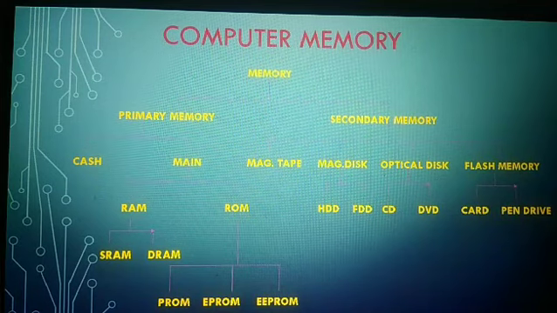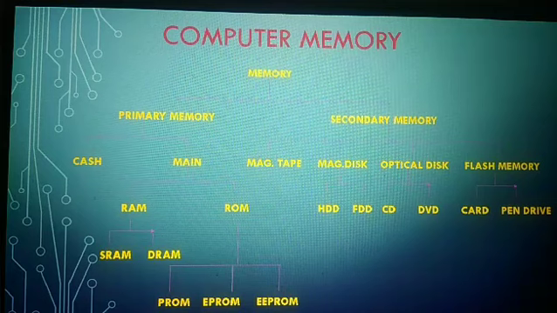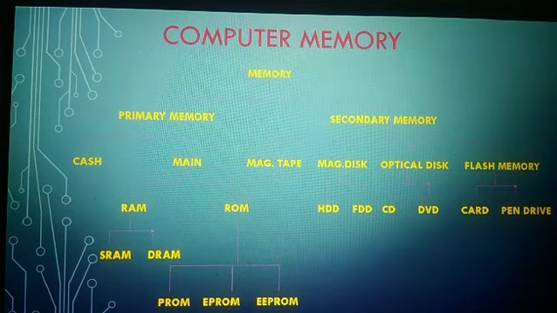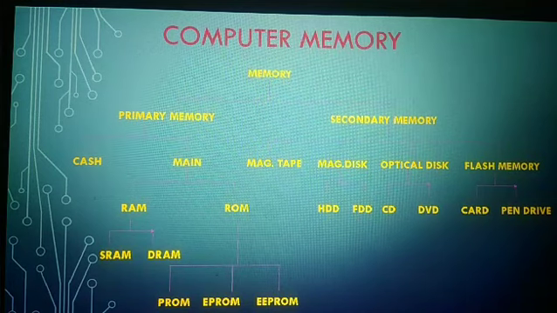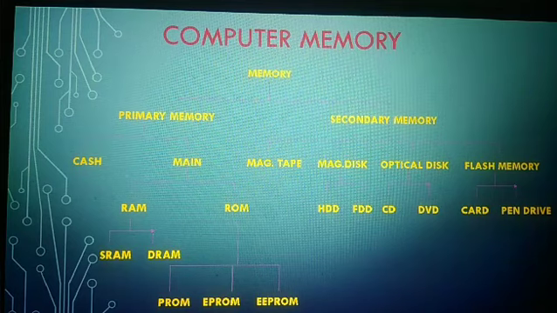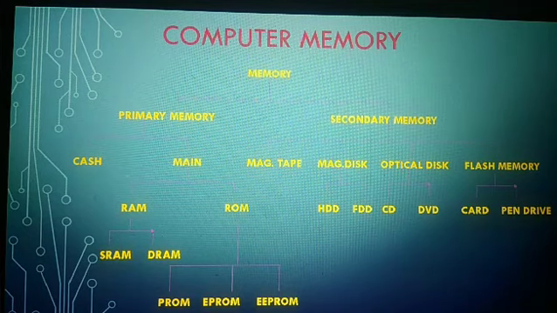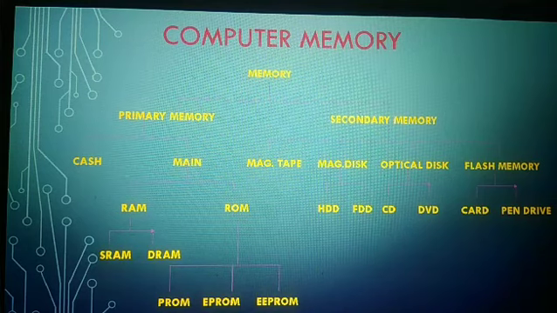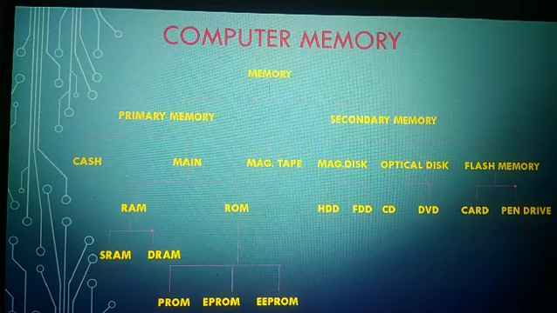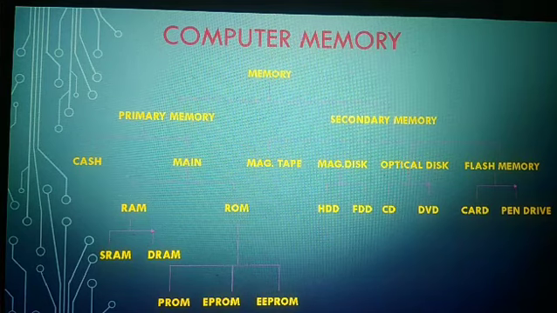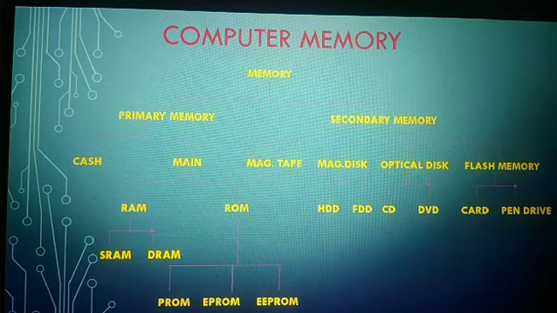Magnetic tape. Magnetic tape is a strip coated with a magnetic recording medium. It is sequential storage, so we cannot access data randomly. As an example of magnetic tape, you can see here, we use audio and video cassettes. You will see a strip of magnetic tape. But nowadays we don't use this.